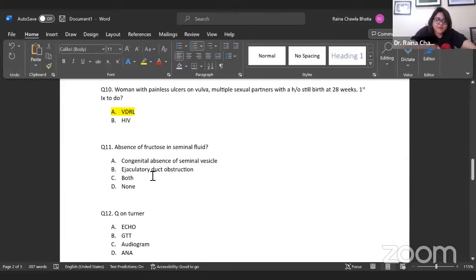Then there's a question on male infertility, which is again a very favorite topic asked in the INI, and this was absence of fructose in the seminal fluid. Best investigation was asked, and it would be laparoscopy for endometriosis. Absence of fructose is seen both in congenital absence of seminal vesicle and in ejaculatory duct obstruction. So the answer should be both.